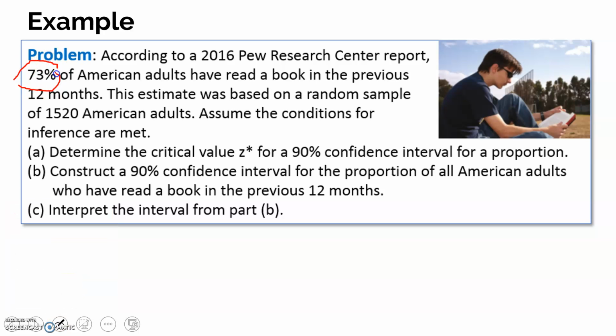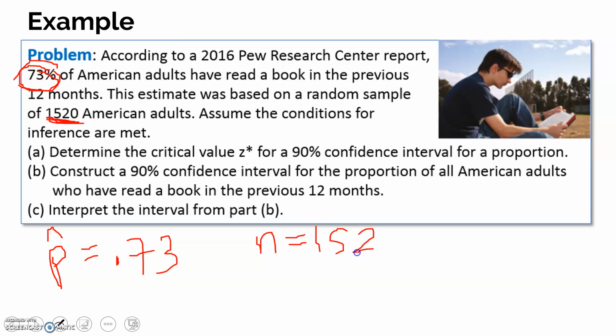So right away, you are given the p hat, which is our sample proportion. So they're telling you that this research organization calculated 0.73 for the p hat. And they're also telling you that this was based on a sample of 1,520 American adults. So those are two key values that we need.